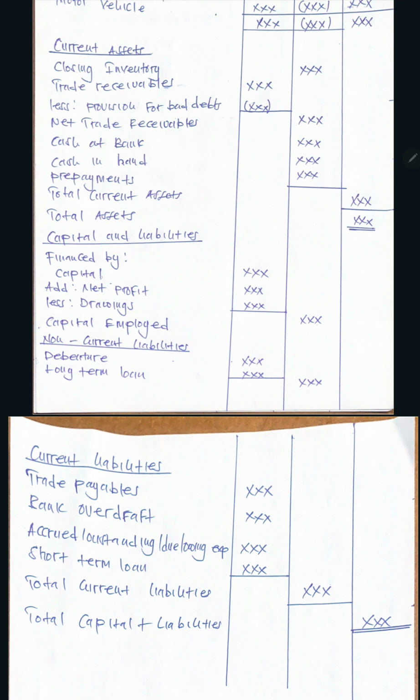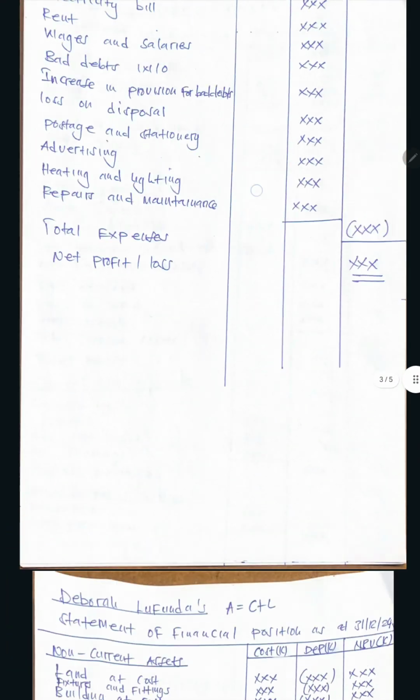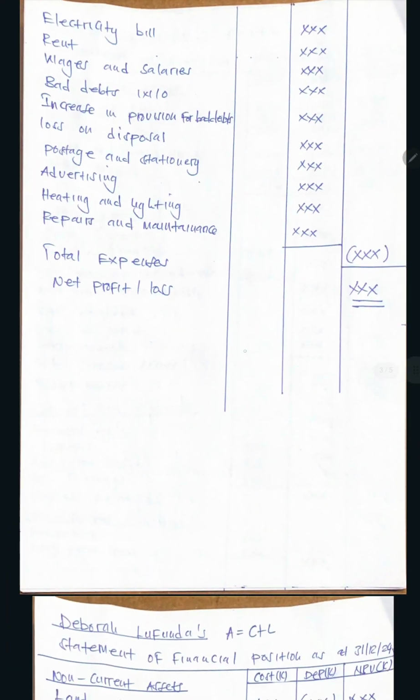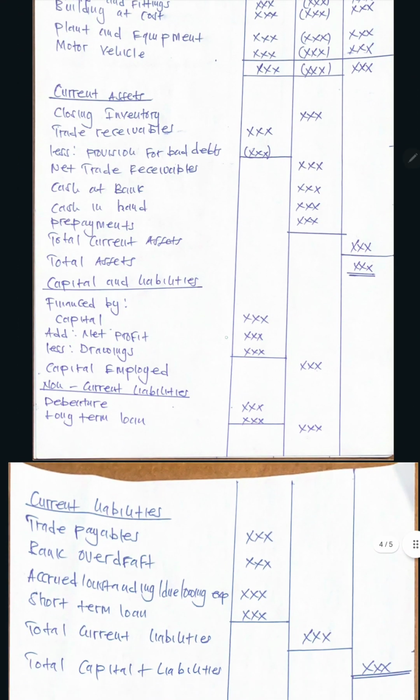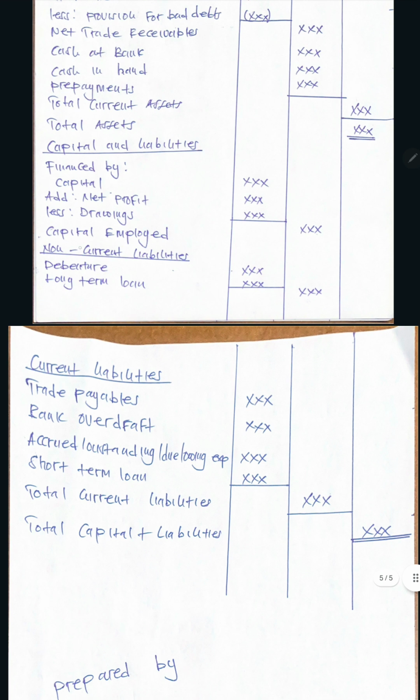So financed by capital. You put your capital there. Net profit: this profit that we found here is what we come and put here. We add back net profit. If it's a loss, you subtract. Then less drawings, you subtract there. You're supposed to put it in brackets. For drawings, you subtract because I said less. And then the total you're going to get will be your capital employed. You put the total there, and you continue.